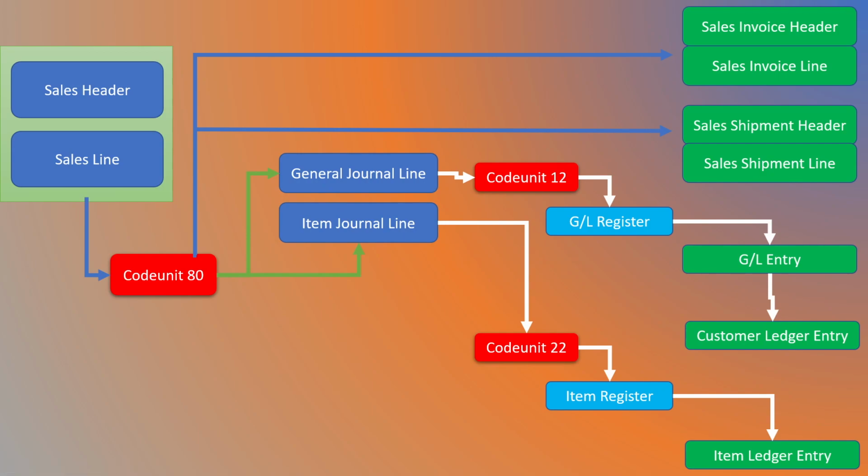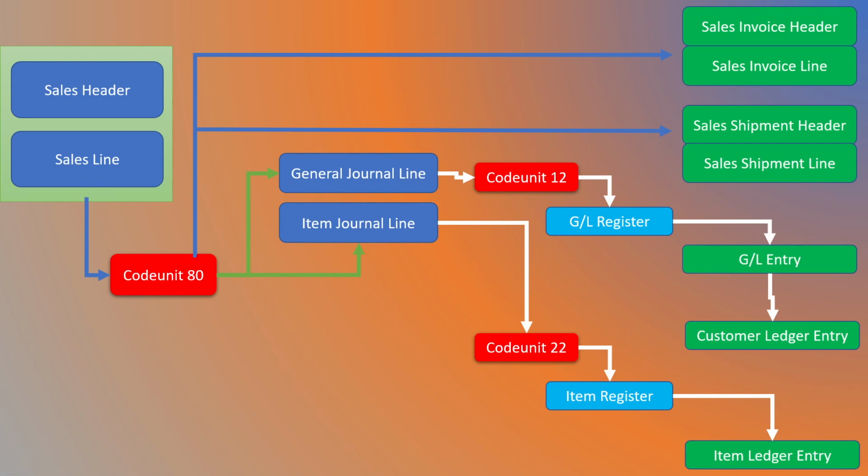So when you're talking about moving a field from sales header to customer ledger entry, that means it will go from sales header to general journal line. From the general journal line, it will go to customer ledger entry eventually. If you have a similar question about item, then that will go from item journal line to item ledger entry.